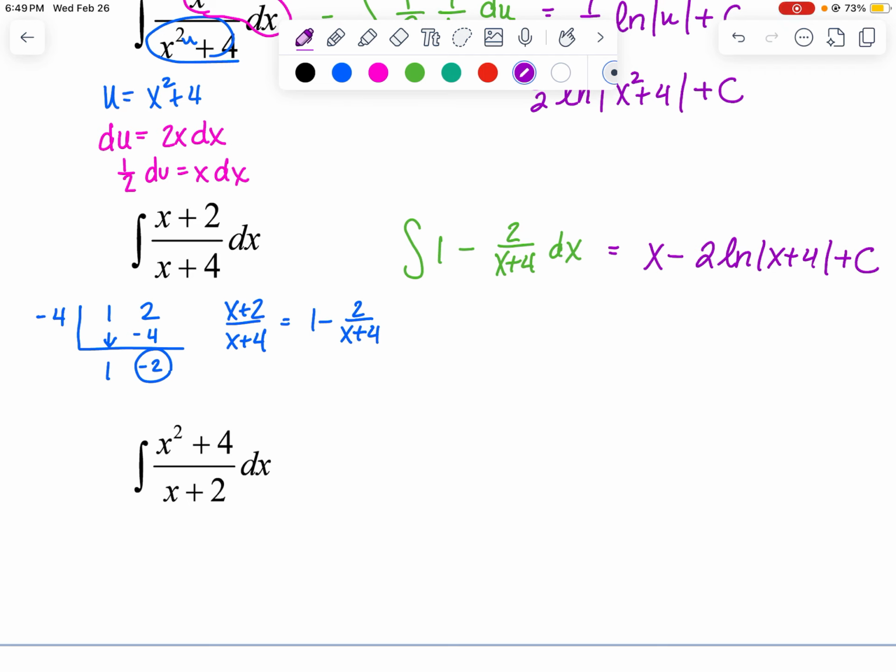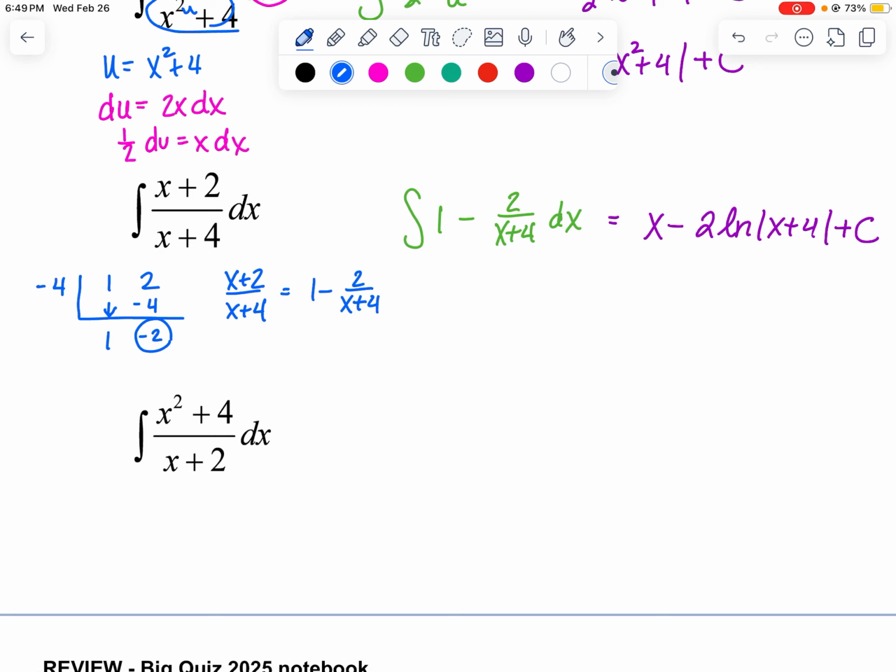All right, then this last one, it is not divide by a monomial. Constant over a linear, it is not. Constant over a quadratic, it is not. So this is U substitution or synthetic division, and we can do synthetic because the degree on top is bigger. And so we're going to divide by x plus 2. So we put a -2 out front. We have x squared plus 4, so that's 1, 0 for the x term, then 4.